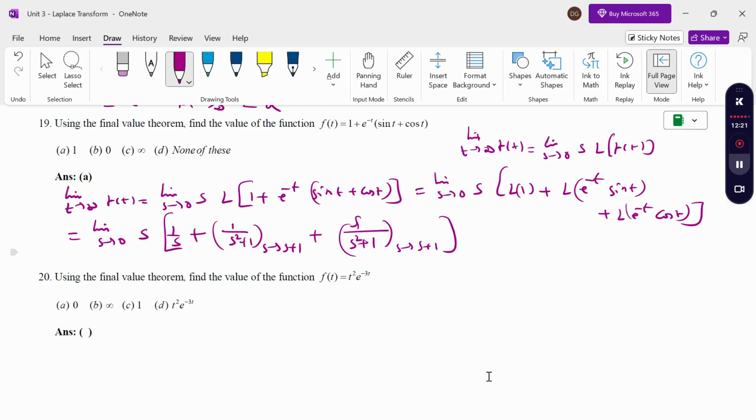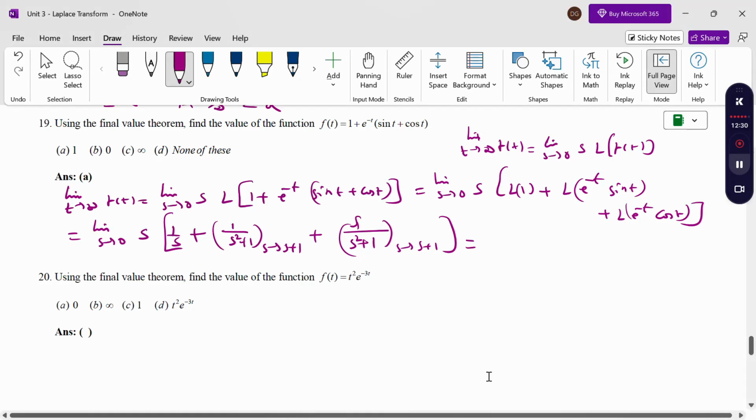When we substitute this term, it is difficult to simplify. When I multiply s inside, s cancels 1, and the other terms are 0, so the value is 1, option A. Then using the final value theorem, the same process.